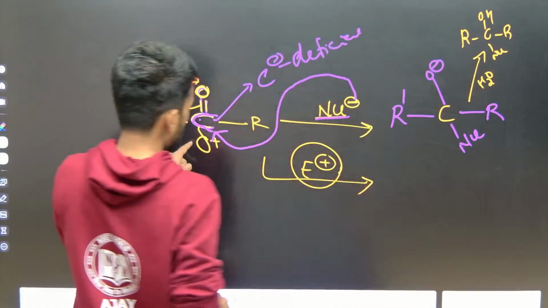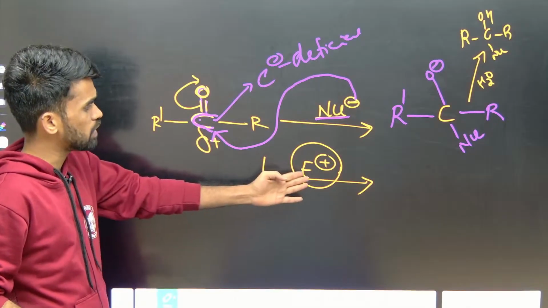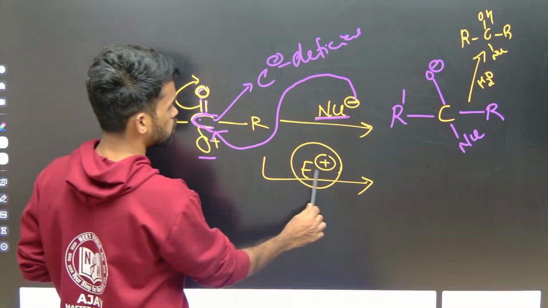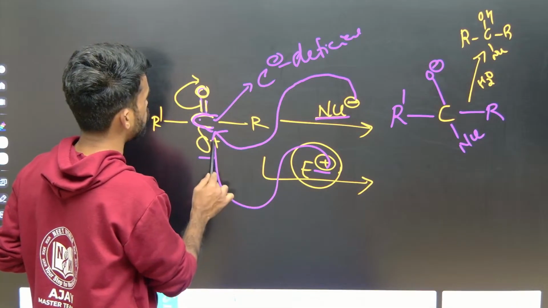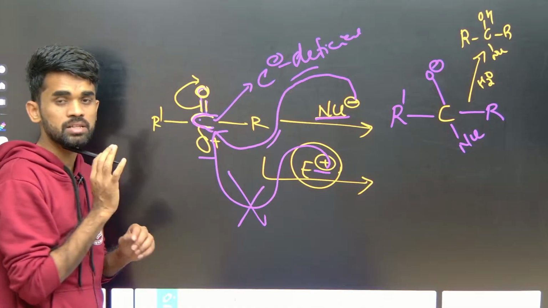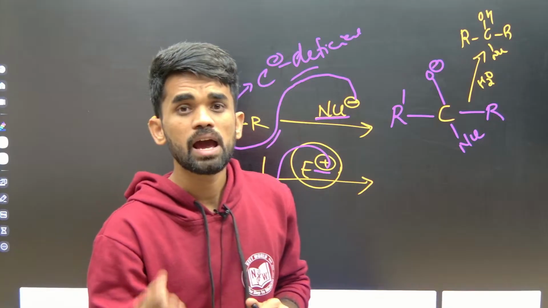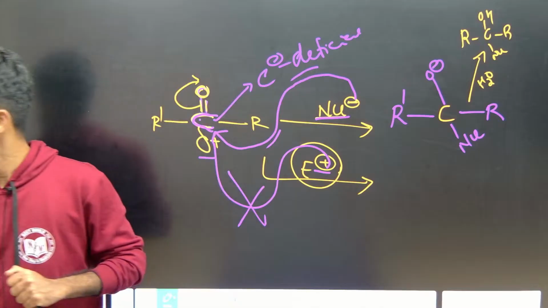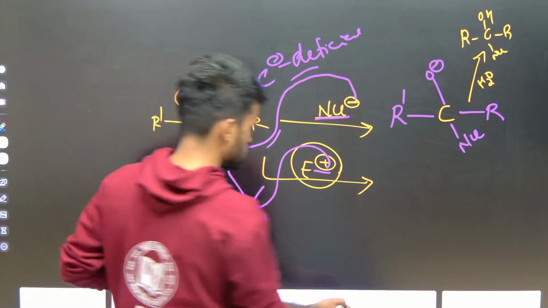If I do the reaction with an electrophile, this carbon is already electron deficient, so both of them have electron deficiency. Will the reaction happen here? No. Therefore electrophilic addition won't take place here, only nucleophilic addition takes place on the carbonyl group. So this is what we call nucleophilic addition reactions of carbonyl compounds. Hope the discussion is clear. Let me share one example.